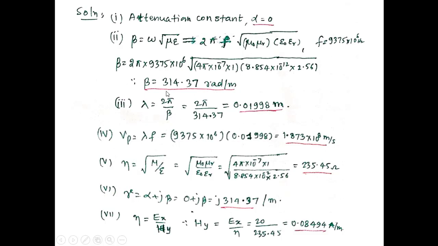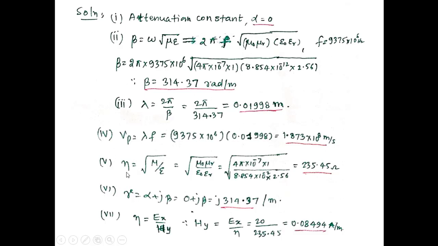Wavelength lambda is given by 2 pi by beta. So 2 pi divided by beta, which is 314.37. If you simplify, you get 0.01998 meter. And phase velocity Vp is equal to lambda into f. Therefore, f is 9375 into 10 raised to 6 and lambda is 0.01998. If you multiply this, you will get 1.873 into 10 raised to 8 meter per second.